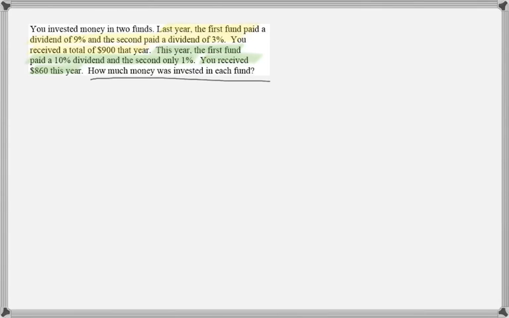So I need to use some variables for this. I'm going to let x equal the amount of money in the first account, and y equal the amount of money in the second account. From there, I can use the statement about last year and the statement about this year, the yellow and the green lines there, to write two equations to solve for my two variables.